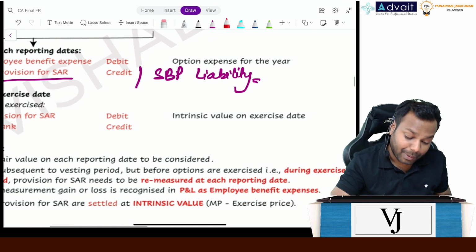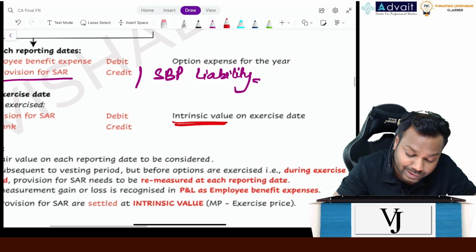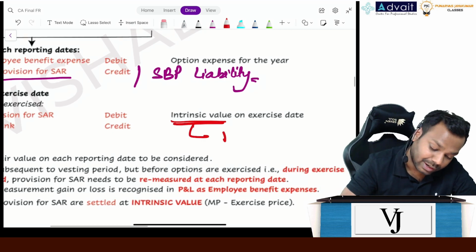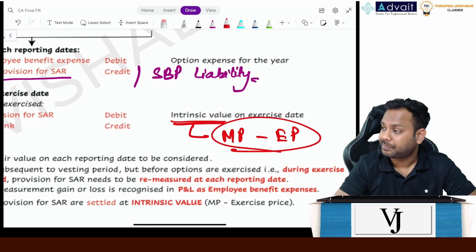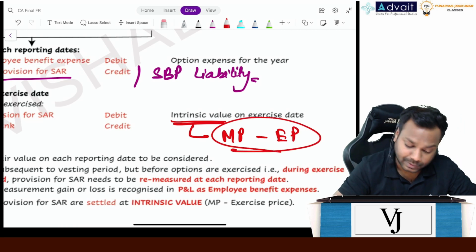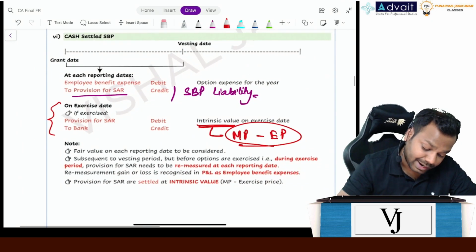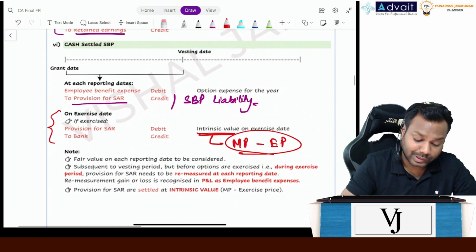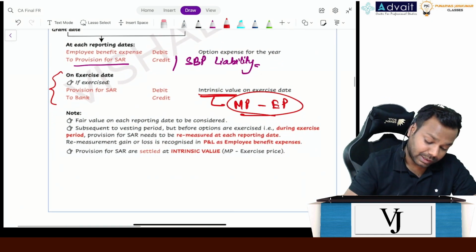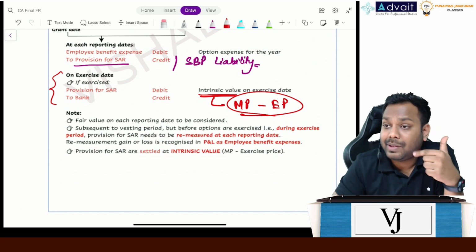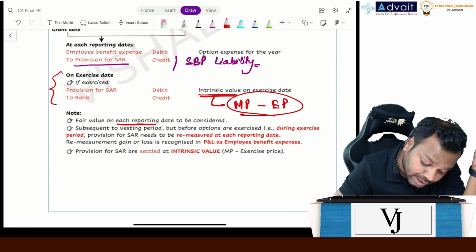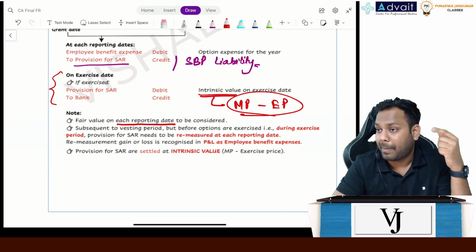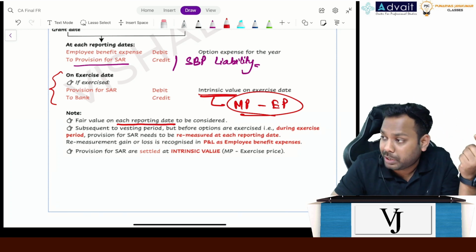Okay. Now, by the intrinsic value on the exercise date, what is the meaning of intrinsic value? Market price minus exercise price. Clear? Now, understand a few points related to cash settled share based payments. That is, we will remeasure the SBP liability on each reporting date by using the fair value on each reporting date.